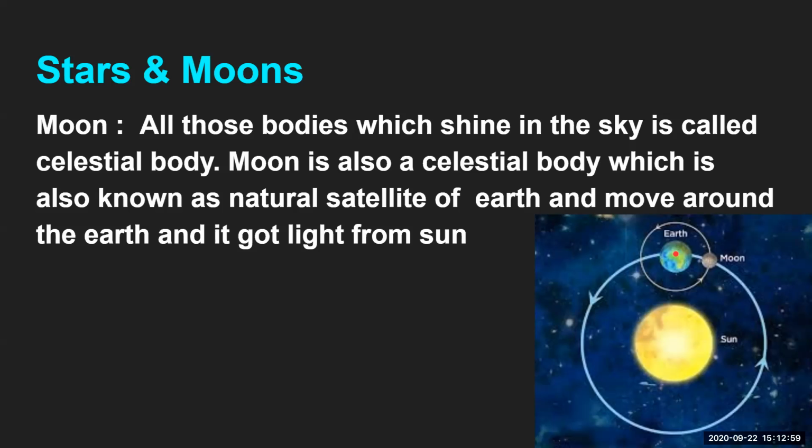And moon also changes its phase. Sometimes you see in the sky that there is no moon, it is black, so that night is known as amavasya, the no moon night. And sometimes we see that there is a full moon, a whole circle moon, so that night is known as purnima.